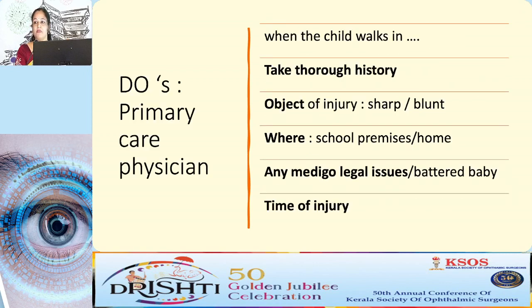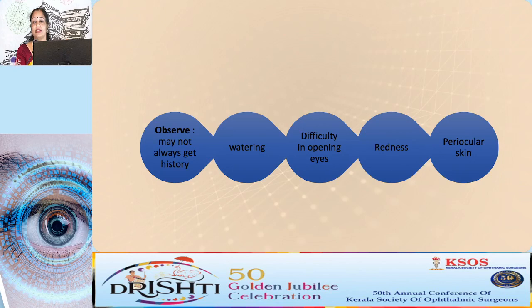And as a primary care physician, what you have to remember is that as a child walks into your clinic, you have to take a thorough history, because through history itself, you can gauge that probably this child is having a penetrating injury, or maybe the child is having just an epithelial defect or a foreign body. And you have to ask where this incident has occurred. And any medico-legal issues, like battered baby, also can be there. You may not get the history in the initial stages, but later on it may come, and you have to see that you have documented everything.